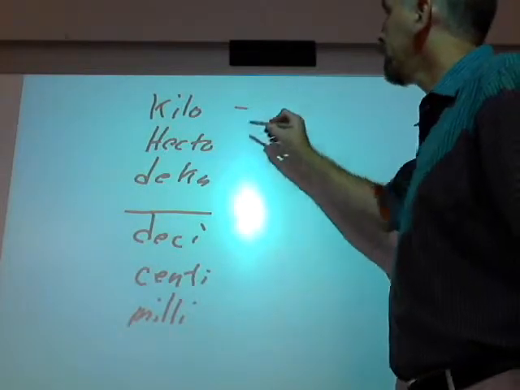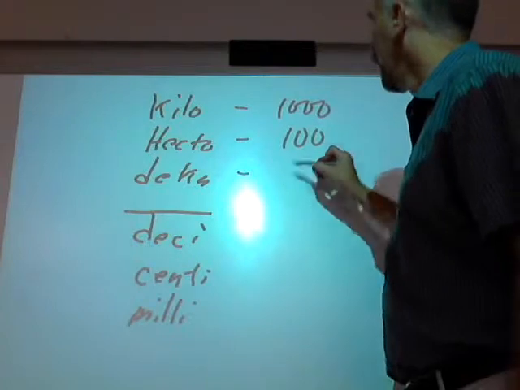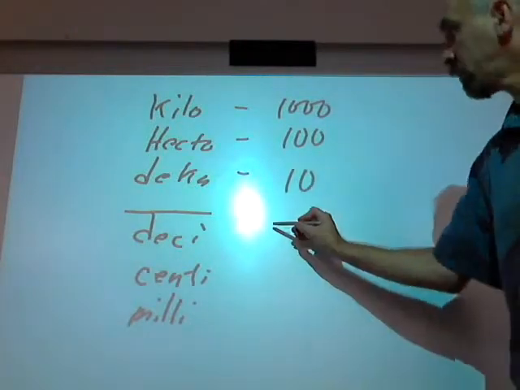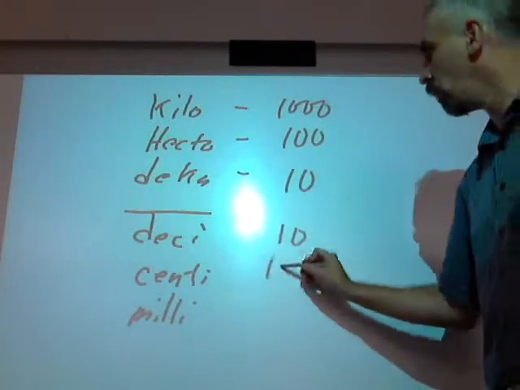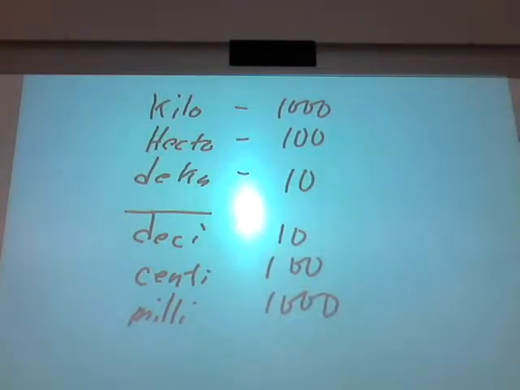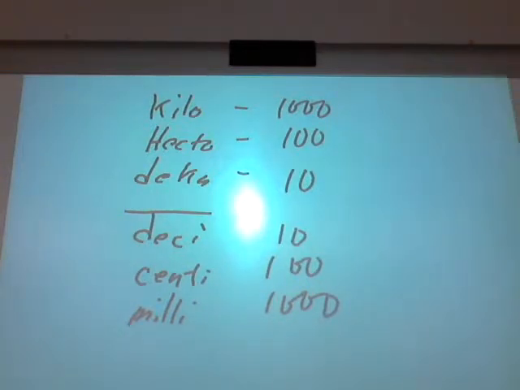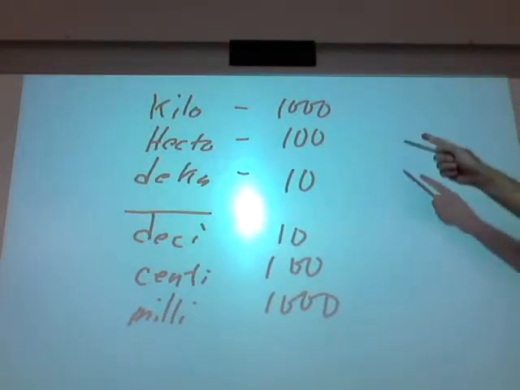But what they basically mean is this. Kilo is 1,000, hecto is 100, deca is 10. Deci is 1/10, 1/100, and 1/1,000. But I don't want you to put 1 over it. Just put that, because you'll never have to use a fraction doing it this way. You could just use 10, 100, or 1,000 everywhere you want to go. Okay? Now, so those are the ones you have to know.